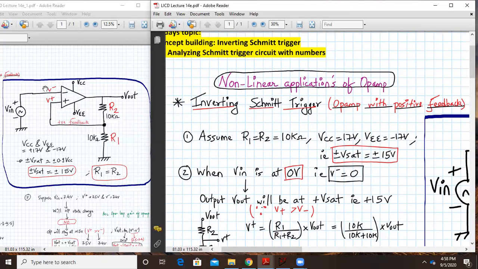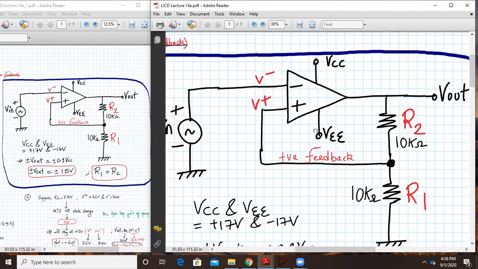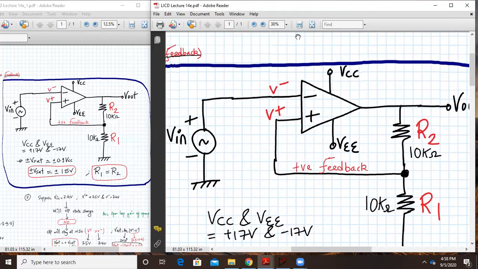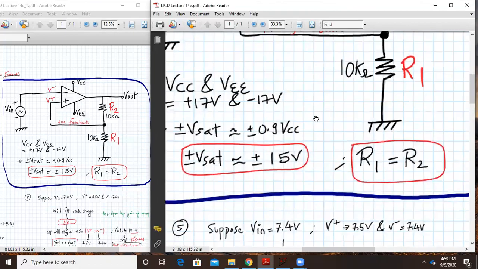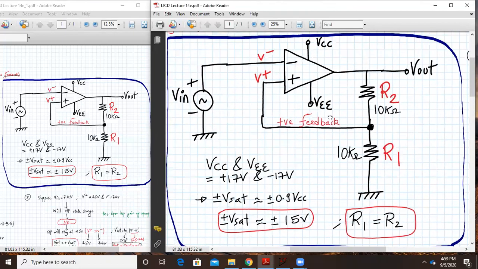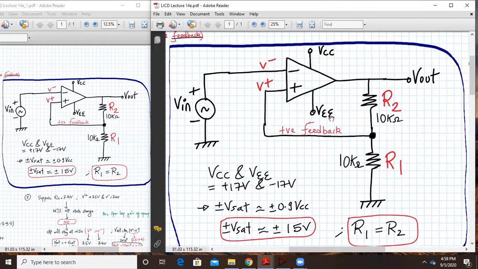So on the left hand side of your screen, this is my circuit diagram. So this is my inverting Schmidt trigger basically. My input is applied to the inverting terminal, and the feedback is a positive feedback because we have taken part of the output and fed it back via the non-inverting terminal.